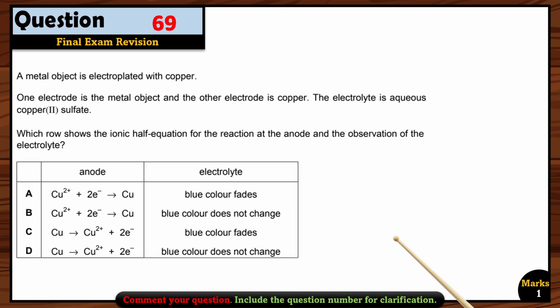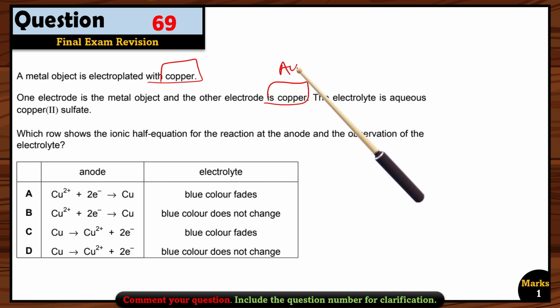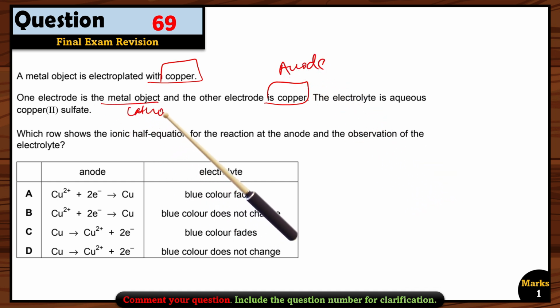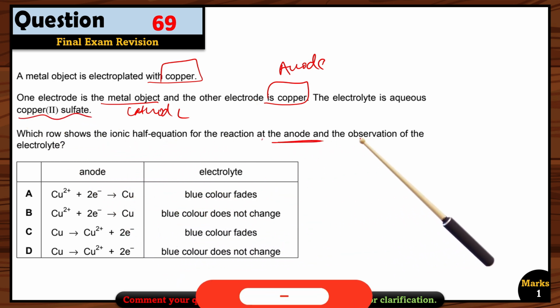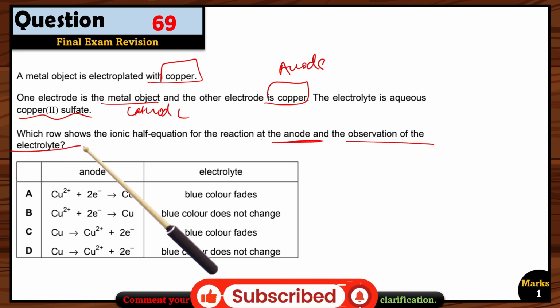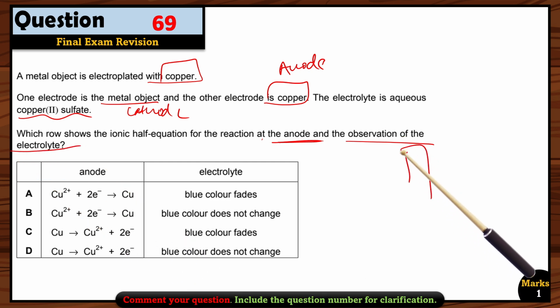Question 69. A metal object is electroplated with copper. One electrode is the metal object and the other electrode is the copper. So with copper, it means anode. Okay, and the metal object is at the cathode. The electrolyte is the aqueous copper sulfate. Okay, right? Which row shows the ionic half equation for the reaction at the anode and the observation of the electrolyte? So at the anode, what will happen? Of course, the electrode is made up of the copper, right?